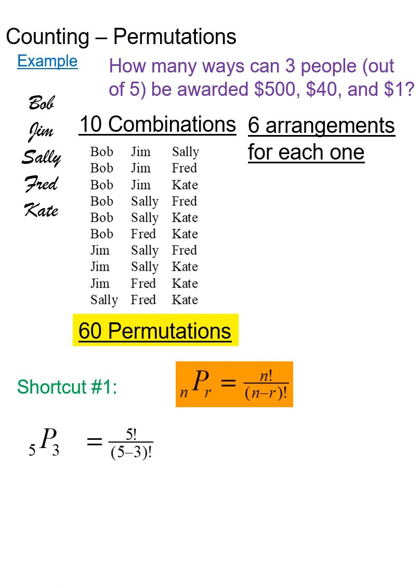Plugging in 5 and 3 to the formula, using what we know about factorials and canceling like factors, leads us to what we had already calculated manually, that there are 60 ways to choose and rearrange, or to permute, 3 people out of this group of 5.